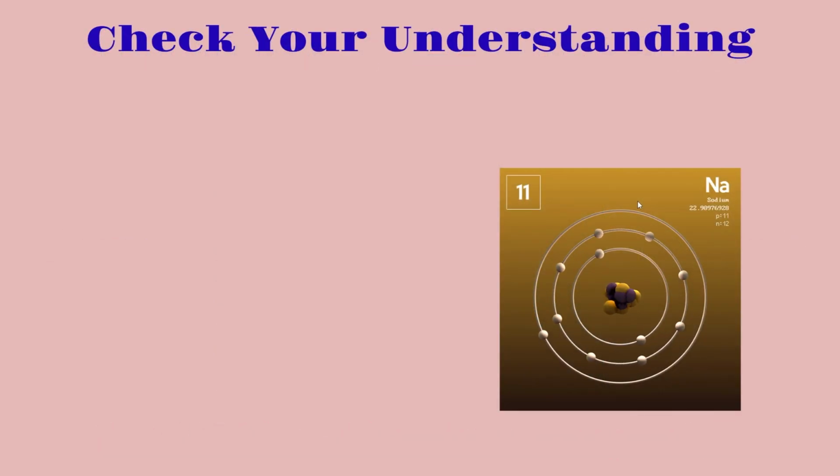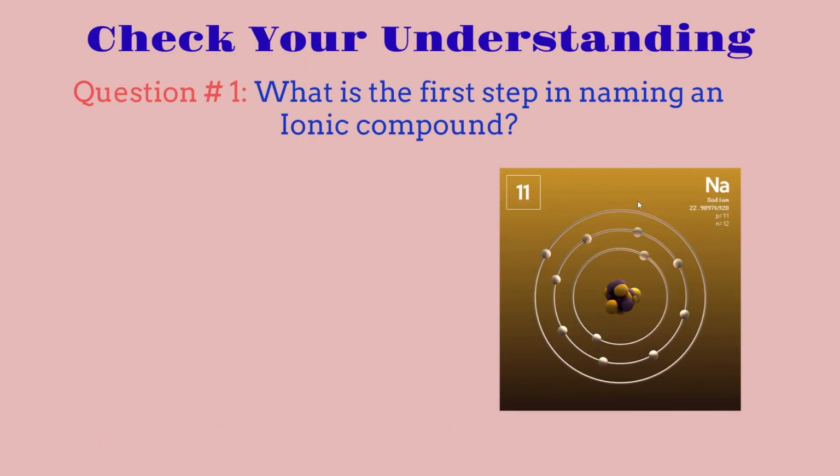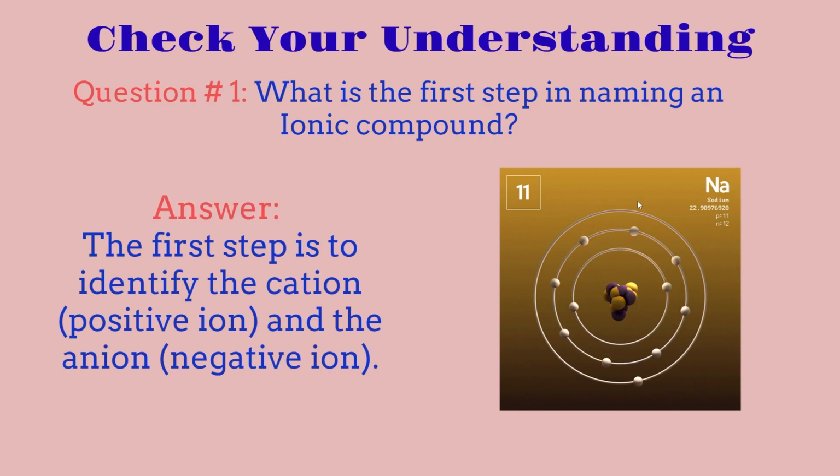So we're going to start off with question number 1. What is the first step in naming an ionic compound? As we just said, feel free to pause the video and try to solve these by yourself. The answer is that the first step is to identify the cation, which is the positive ion, and then the anion, which is the negative ion.